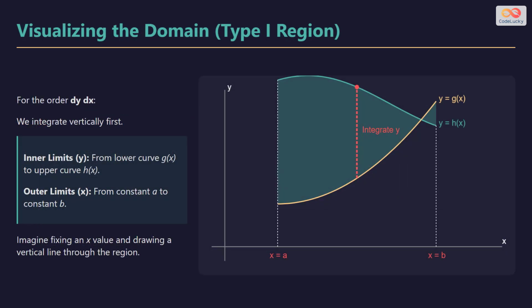Visualizing the region of integration is crucial. For an integral ordered dx, we are looking at a type 1 region. Imagine moving along the x-axis from A to B. For any chosen x, we integrate vertically from a lower boundary curve, g of x, to an upper boundary curve, h of x. This vertical strip represents our inner integration path.